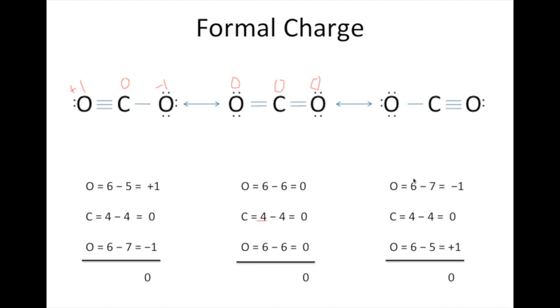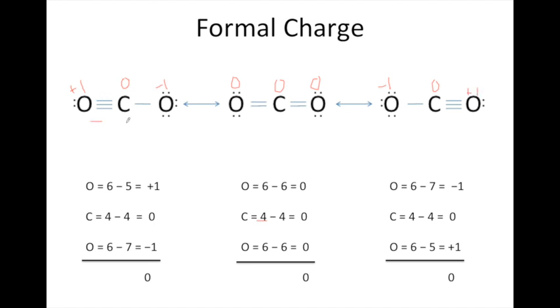And lastly, our last resonance structure, this oxygen has 6 valence and owns 7. So this oxygen has a -1 formal charge. Our carbon, again, has a 0 formal charge. And this oxygen has 6 valence and it owns 1, 2, 3, 4, 5. So it has a +1 formal charge.